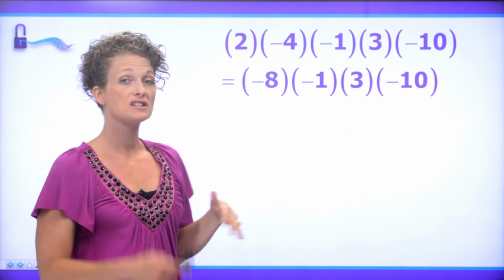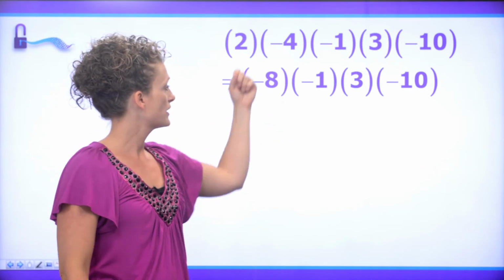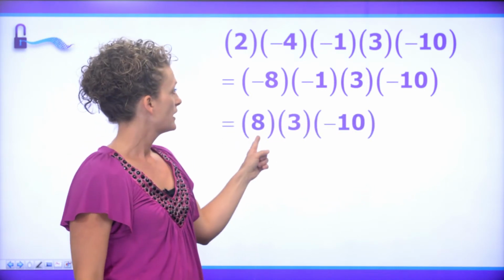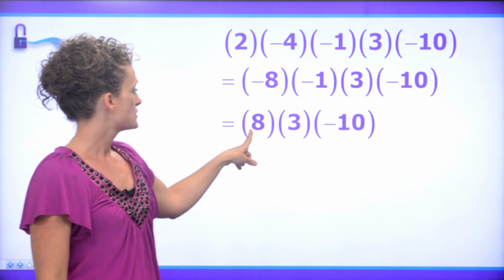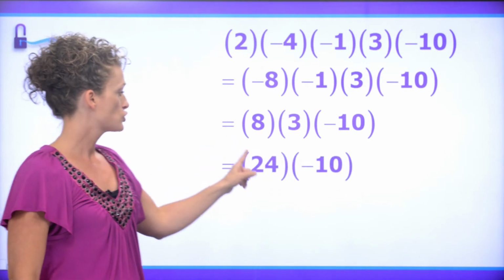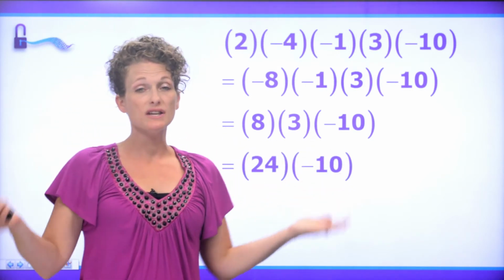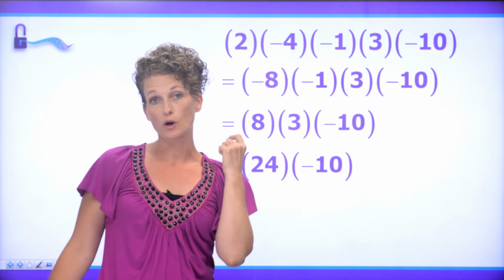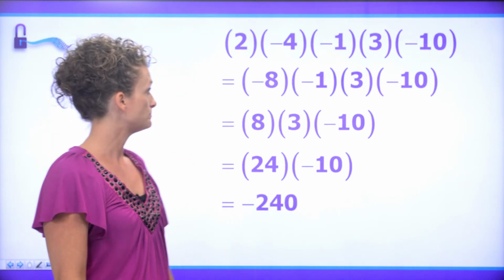And now I'm going to start back at the left. I'm going to do 2 parentheses together. Negative 8 times negative 1, negative times negative is a positive. And again, I just rewrote what I had at the end. So positive 8 times positive 3 is going to be a positive 24. Again, I just carry this negative 10 down. And now I'm down to 2 parentheses. I simply multiply them together. A positive 24 times a negative 10, and I get negative 240.